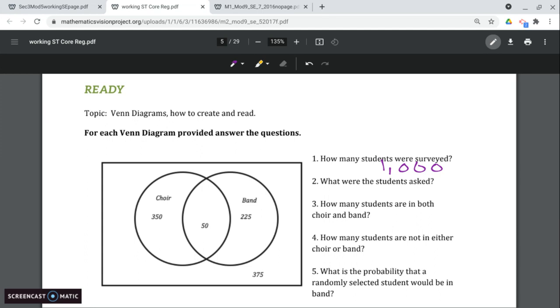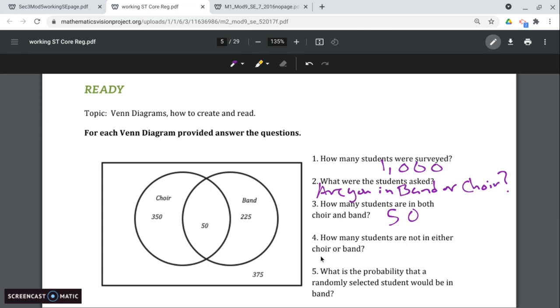What were the students asked? By the looks of it, they were asked about band and choir. Are you in band or choir? How many students are in both band and choir? Well, that's the overlap, so that'd be our 50 students.